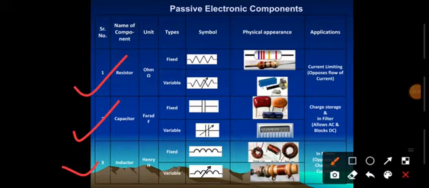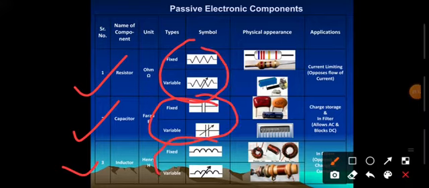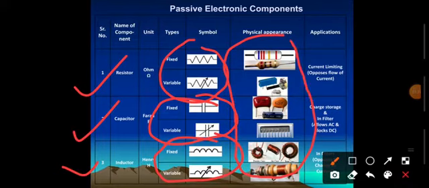Every component can be classified as fixed and variable. You can see the symbols of fixed and variable resistor, fixed and variable capacitor, and fixed and variable inductor. You can differentiate the symbols. Then you can see how they physically look. Resistors have color codes, color bands on the body. Variable resistors include the trim pot, the potentiometer, and the preset. These three are variable resistors.